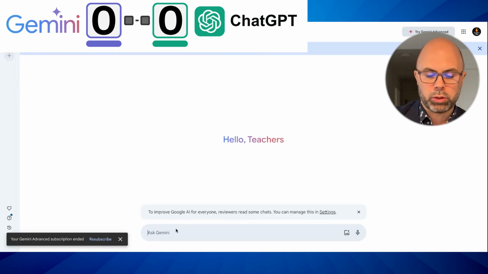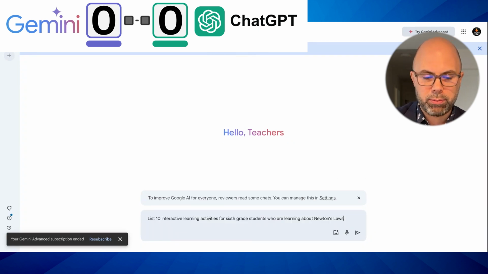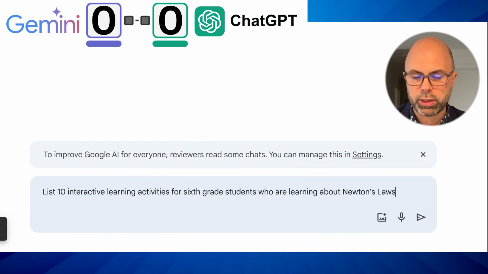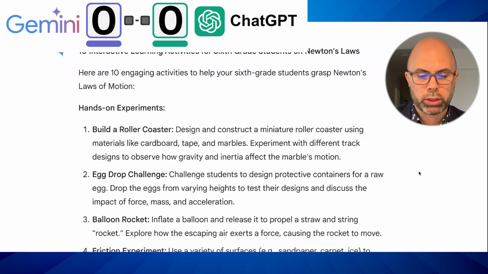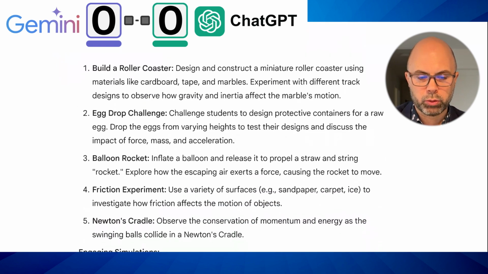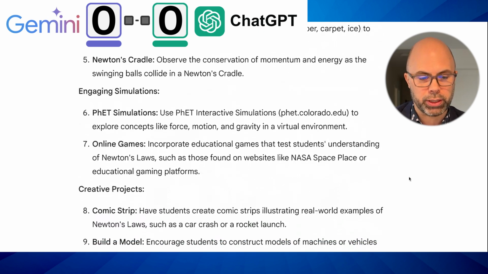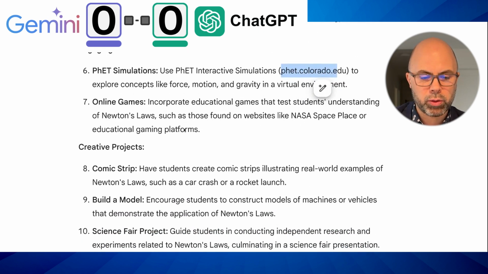Here we are at Google Gemini, and Gemini is located at gemini.google.com. So I'm giving it the same exact prompt. List 10 interactive learning activities for 6th grade students who are learning about Newton's laws. Here we go. Build a roller coaster, egg drop challenge, balloon rocket, friction experiment, Newton's cradle, engaging simulations, PhET interactive simulations, online games, and creative projects.